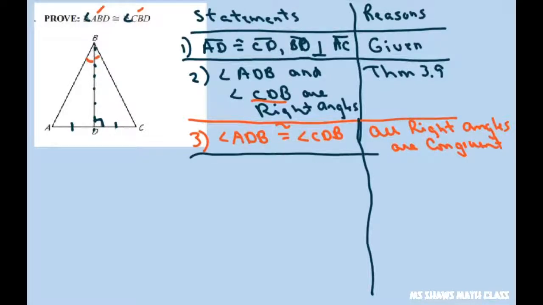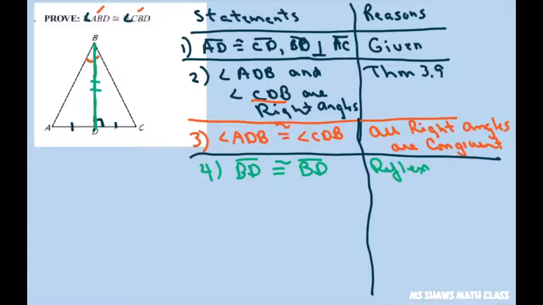All right, and then I'm also going to state, because I need this side here, so if I split this up, then it would share this side here. So I'm going to state that BD is congruent to BD, and that's the reflexive property of congruence. And then let's see what else we can do.